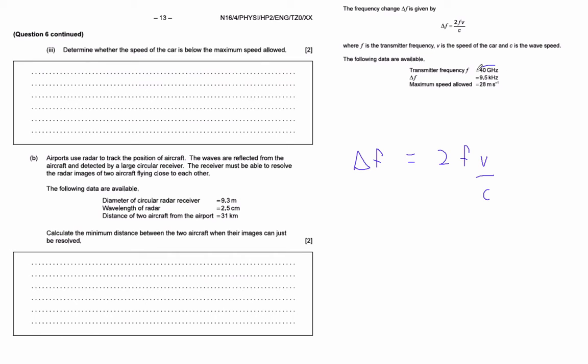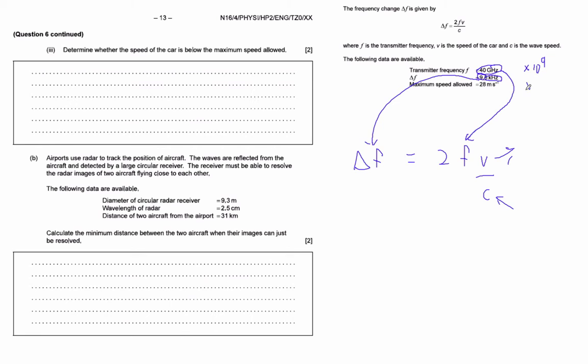Do you suppose they want us to plug in 40 gigahertz for that? 9.5 kilohertz for this? Speed of light for that, and solve for this, right? Keep in mind giga is times 10 to the ninth. These are all in your data packet, so if you forget what giga is, it's there. It's in the front section, okay?